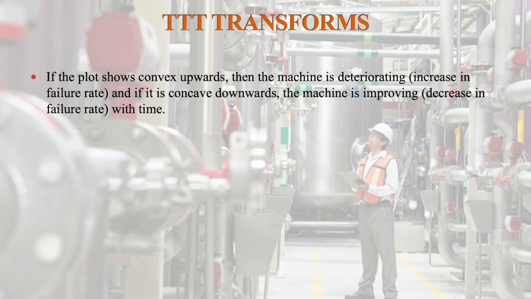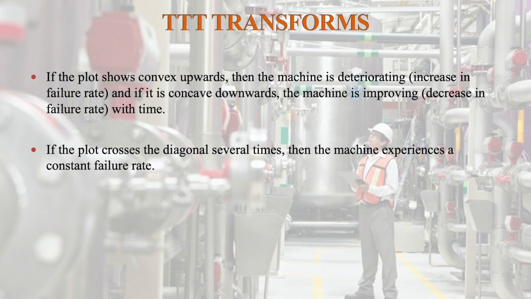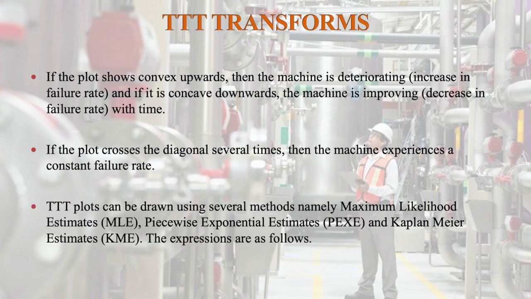If the plot shows convex upwards, then the machine is deteriorating, with an increase in failure rate, and if it is concave downwards, the machine is improving, or decreasing in failure rate with time. If the plot crosses the diagonal several times, then the machine experiences a constant failure rate. TTT plots can be drawn using several methods, namely maximum likelihood estimate, piecewise exponential estimate, and Kaplan-Meier estimate. The expressions are as follows.